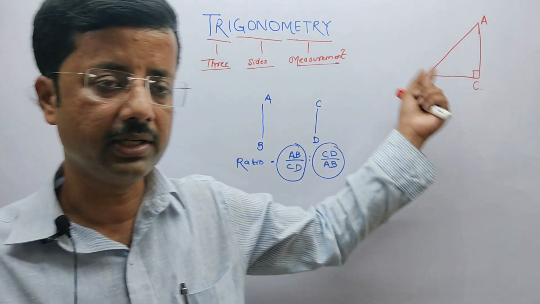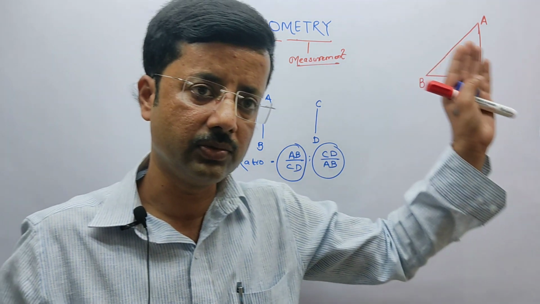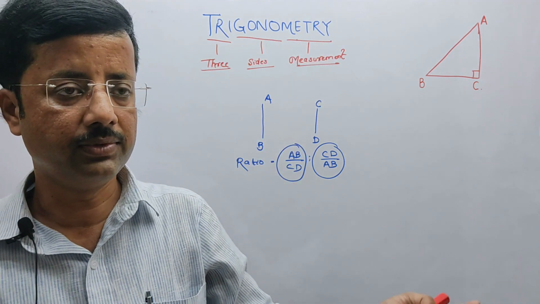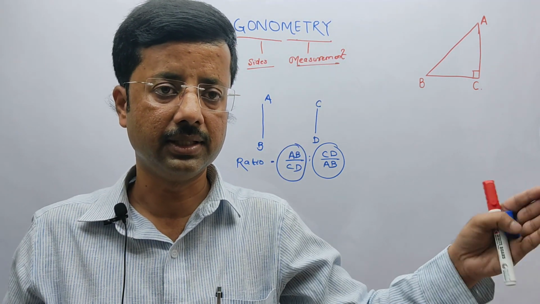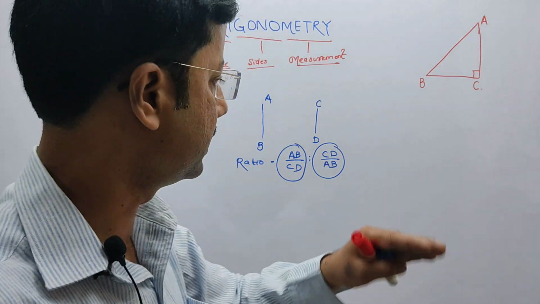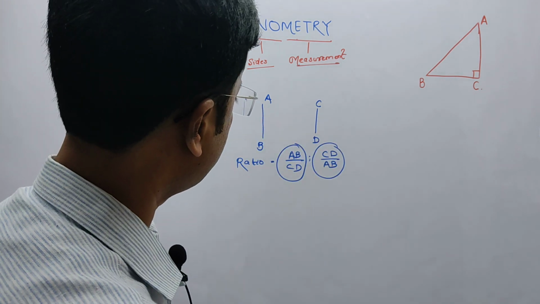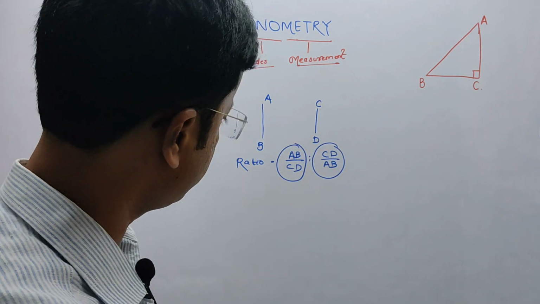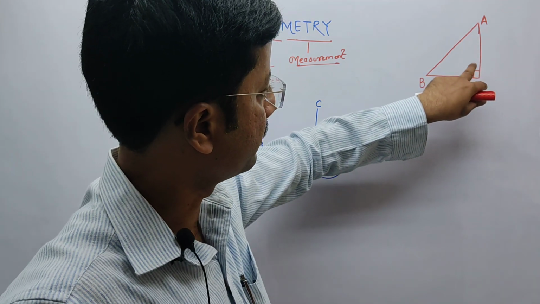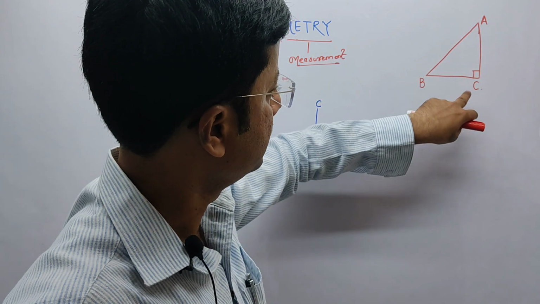Similarly, in the case of a triangle also, if we take the ratio of sides, then the ratio of two sides will be taken in two different ways. If one side is in the numerator, then the same side will again become the denominator. So in the case of a triangle also we take the same ratios. If I talk about the right angle triangle ABC, then the ratios are AC upon AB, BC upon AB.